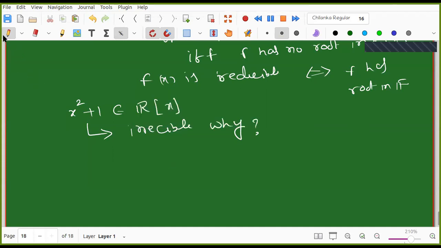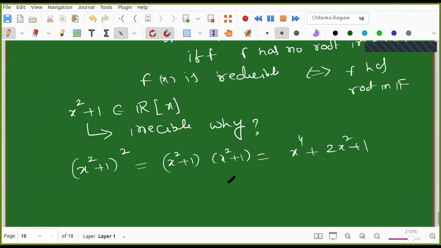But one thing I want to tell here is that x square plus 1, the whole squared, is equal to x square plus 1 into x square plus 1. A simple example, right? Which is equal to x to the power 4 plus 2x square plus 1. So does it have any root in R[x]? It has no root in R[x]. But is it reducible or irreducible?